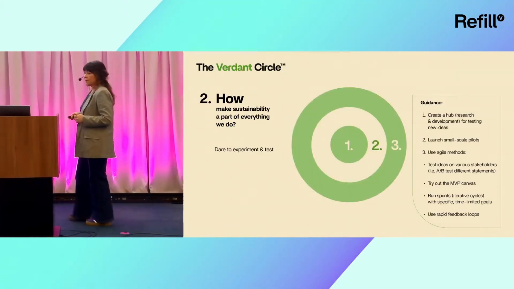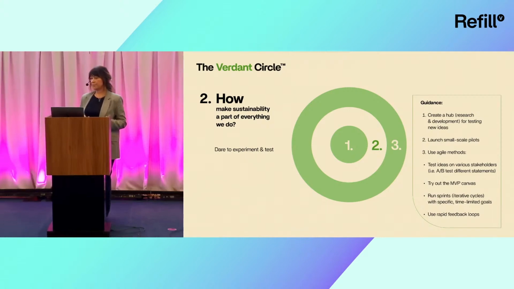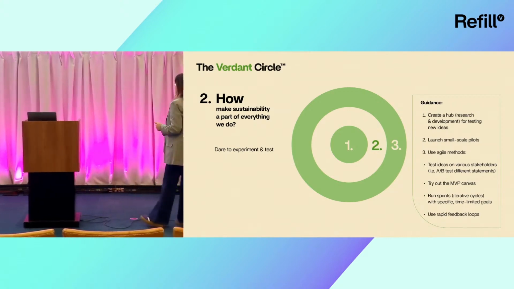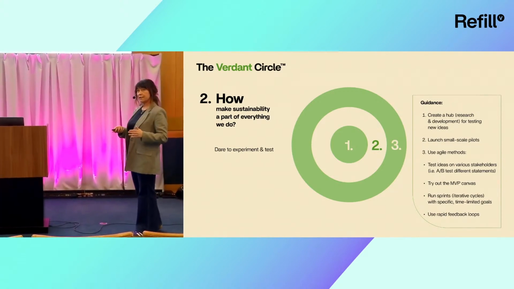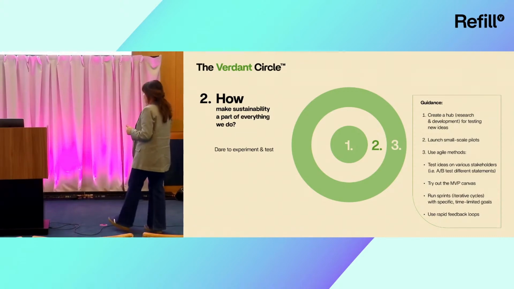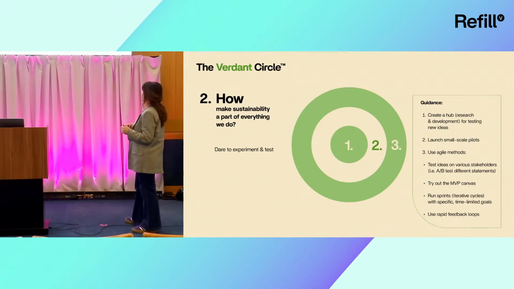So moving on from the first part, which is starting with the why, is how. How do we make sustainability a part of everything we do? So a guidance to that would be, for instance, create a hub. It could be, for instance, a research and development group for testing new ideas. And you can also launch small-scale pilots. Where I'm working at the moment, we do that all the time. And then, of course, using agile methods, which I think is really useful.